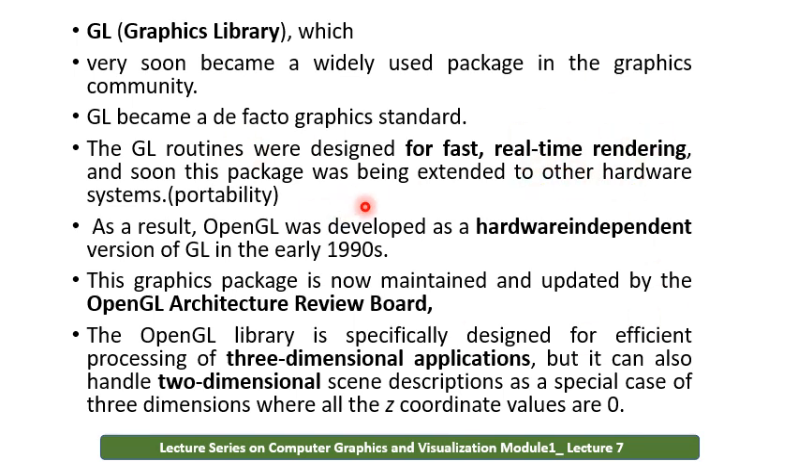As this package was extended to other hardware systems, portability also increased. As a result, OpenGL was developed as a hardware independent version of GL in the early 1990s. This graphics package is now maintained and updated by the OpenGL Architecture Review Board. The OpenGL library is specifically designed for efficient processing of three-dimensional applications, but it can also handle two-dimensional scene descriptions as a special case of three dimensions where the Z coordinate value is 0.